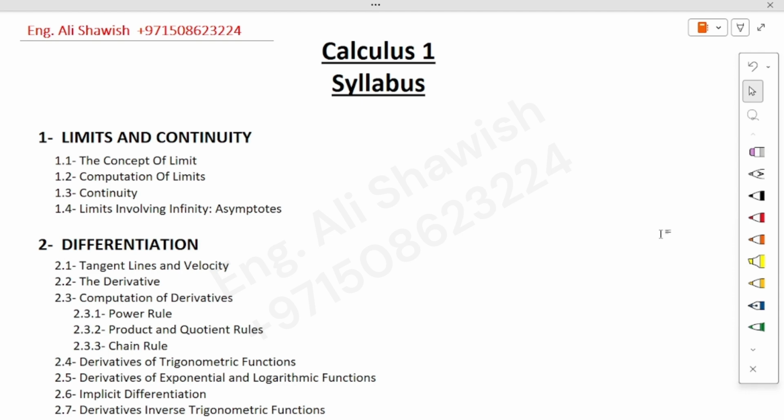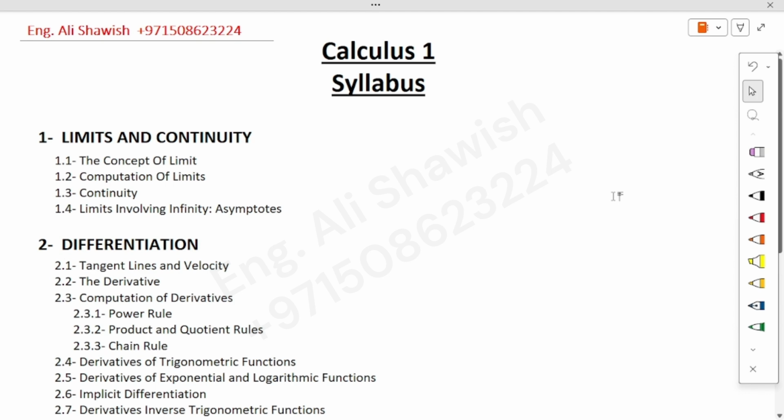Today I'm going to start a new course that is very important in the university. If you are a mathematics student, physics student, or engineering student, you will need the Calculus 1 course, and you will take it in the first semester in the university.